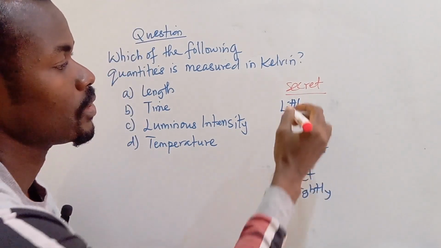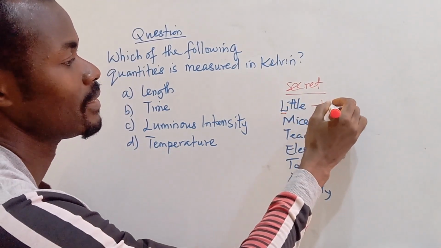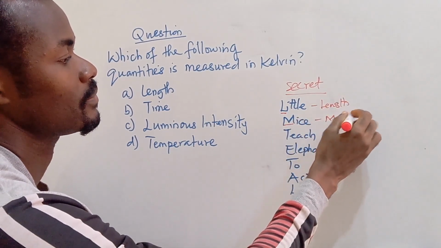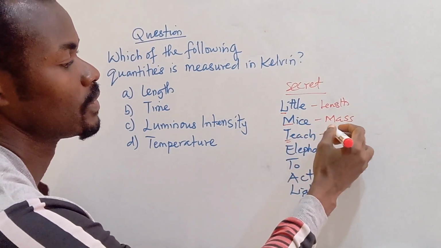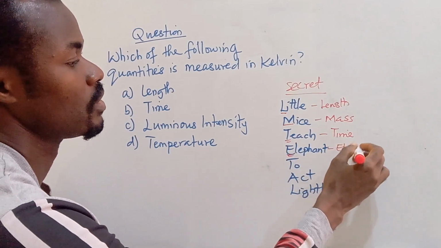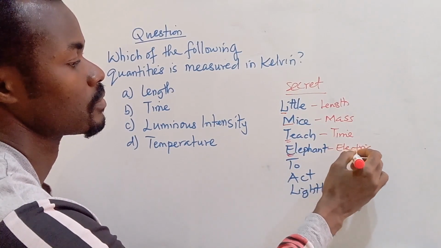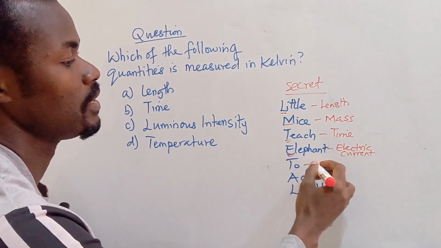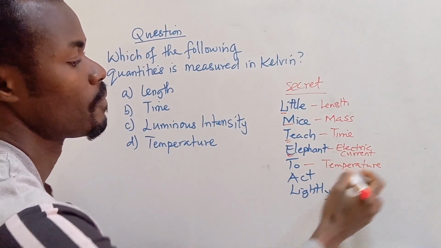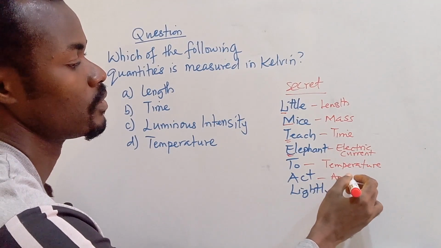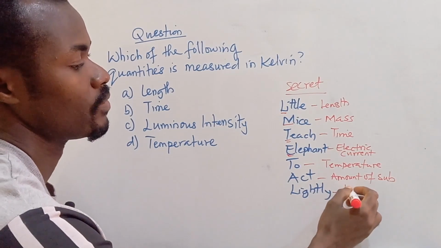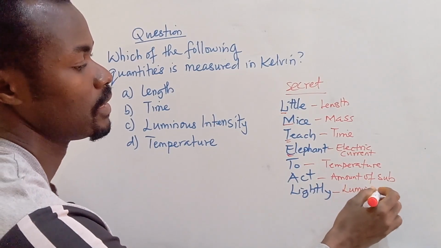What does that mean? So L here is for length. M is for what? Mass. T is for what? Time. E is for what? Electric current. T again is for what? Temperature. A is for what? Amount of substance. And L is for what? Luminous intensity.